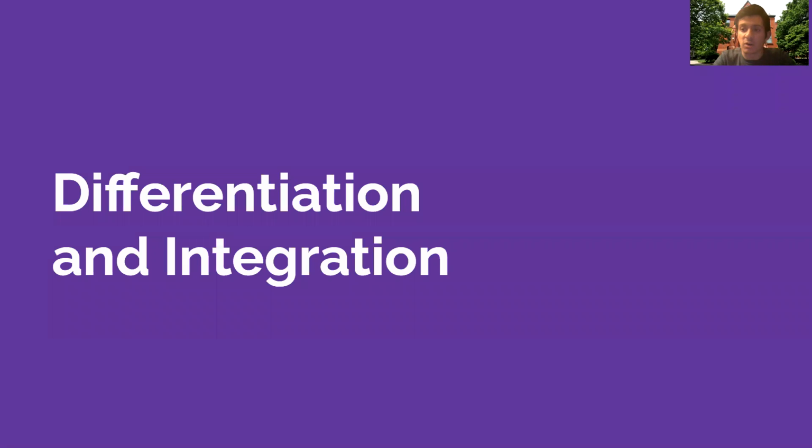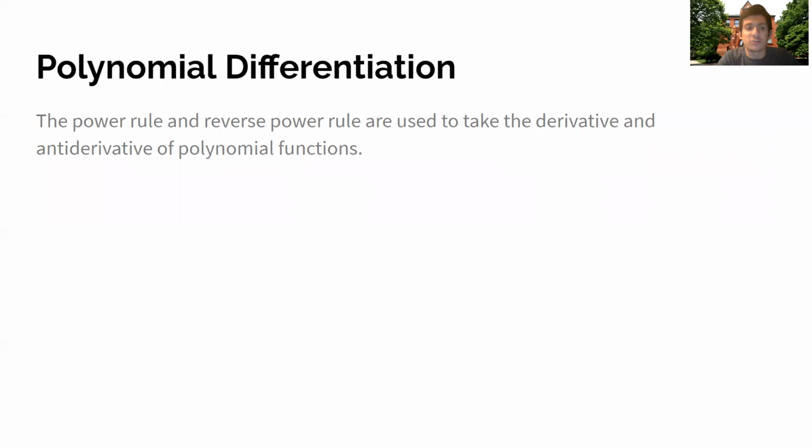Now that we finished talking about converting mass to mole fractions and mole fractions to mass fractions, let's talk about just basic calculus, differentiation, integration. Polynomial differentiation should be something that you're very familiar with by now if you've taken Calculus 1. Just simply using the power rule and the reverse power rule can be used to take the derivative and antiderivative of polynomial functions.